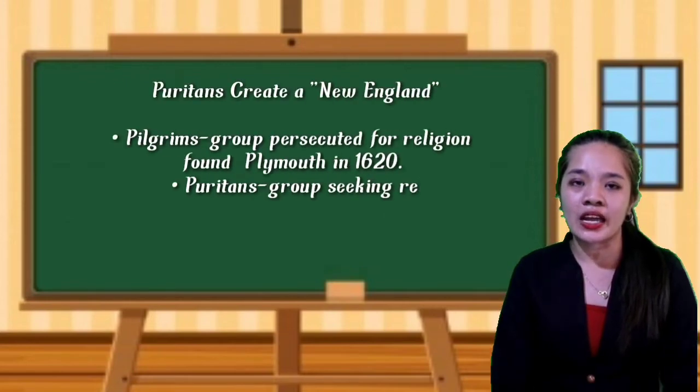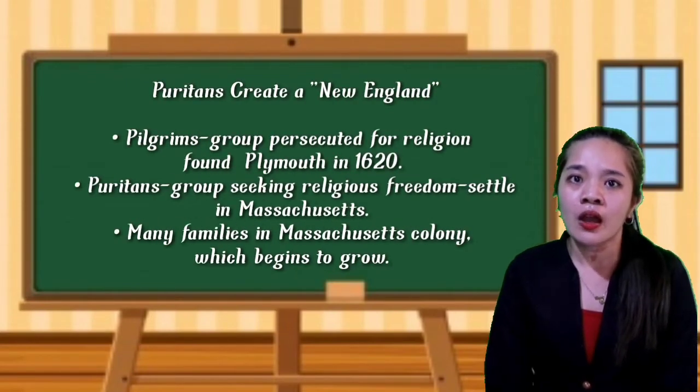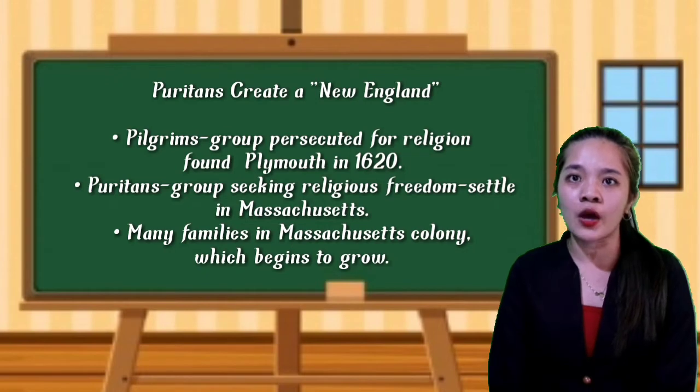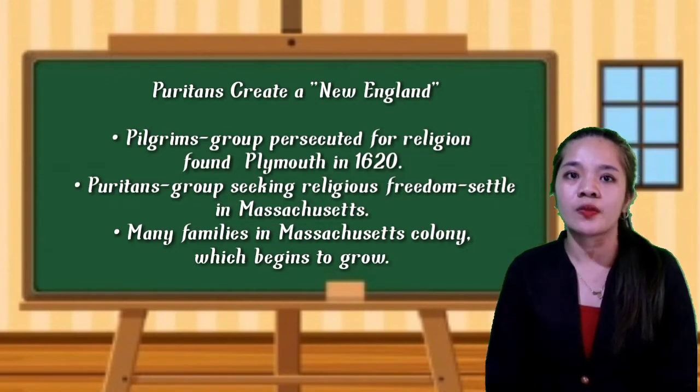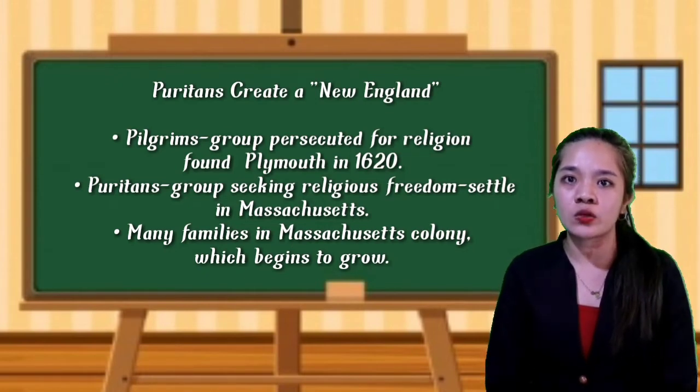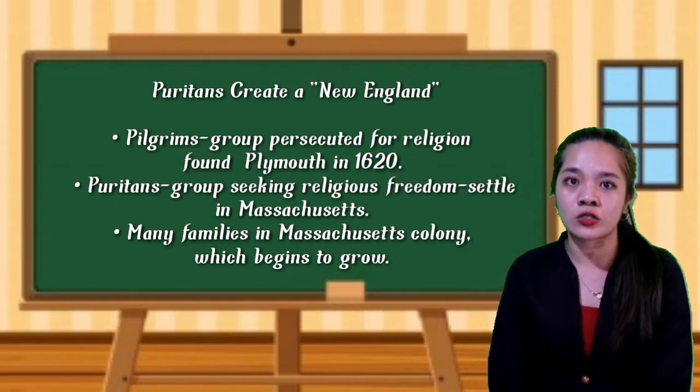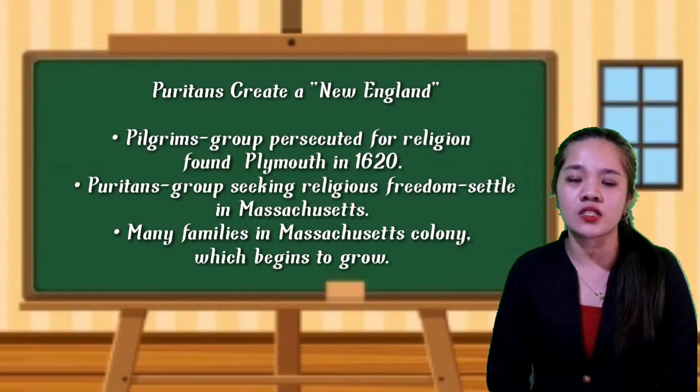Puritans create a New England. Pilgrims, a group persecuted for their religion, found Plymouth in 1620. Puritans, a group seeking religious freedom, settled in Massachusetts. Many families in the Massachusetts colony, which begins to grow.